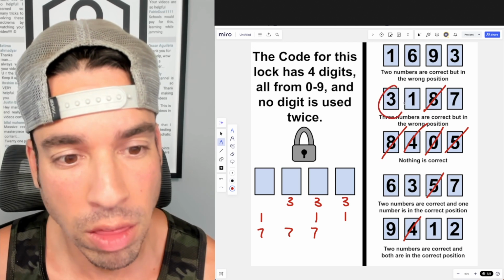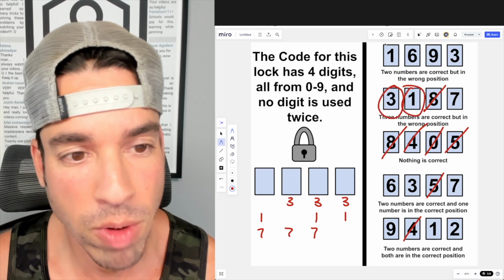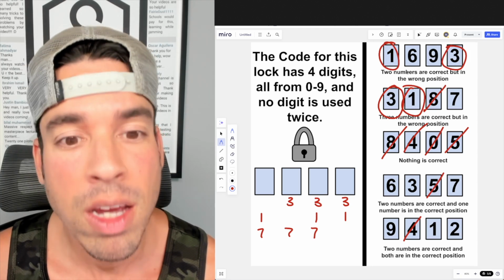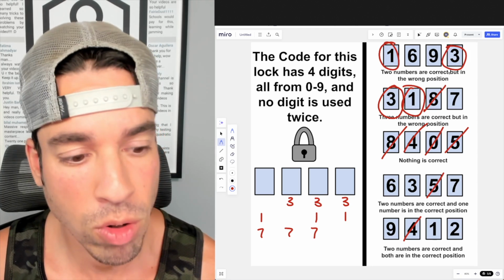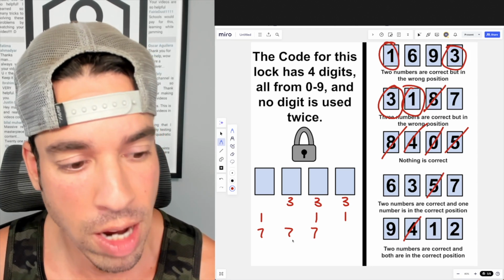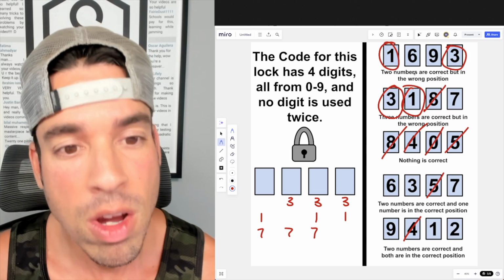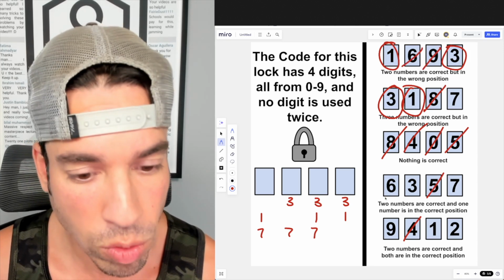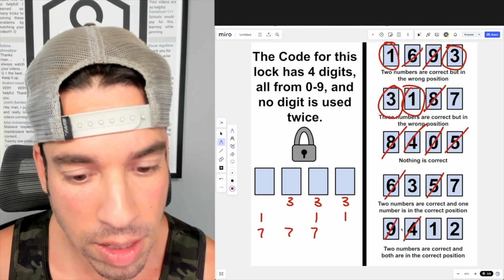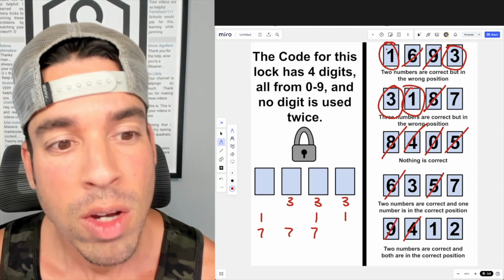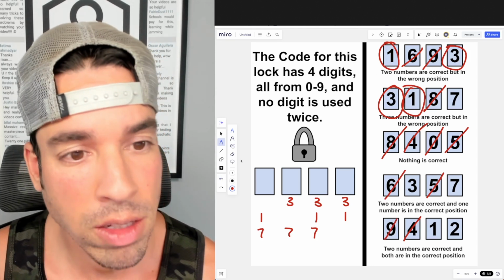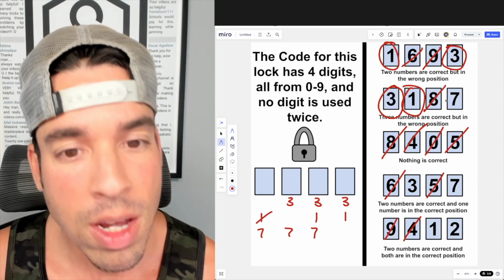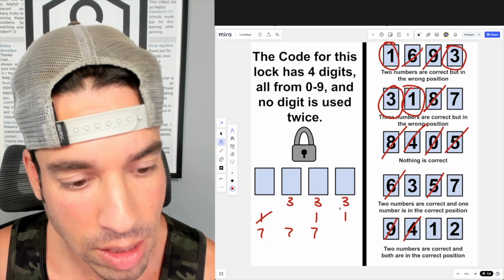Now, since I know that 3 and 1 are definitely correct, they are the numbers that are correct, but they're also in the wrong positions, which is going to help us eliminate some information here. But that also tells me that 6 and 9 are not part of the code. So goodbye 6, goodbye 9. Okay, that's also very helpful. Now, we see that 1 and 3 are correct, but they're in the wrong position. That means that 1 is not in the first position, and that means 3 is not in the last position.